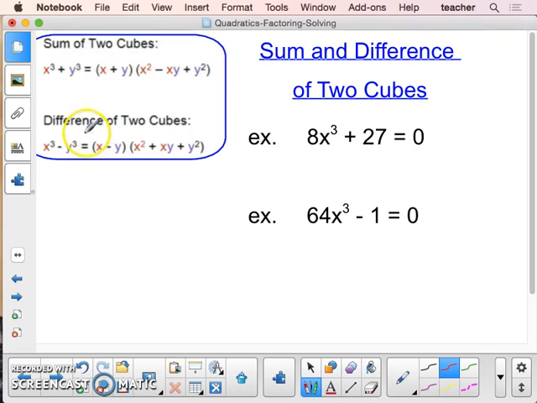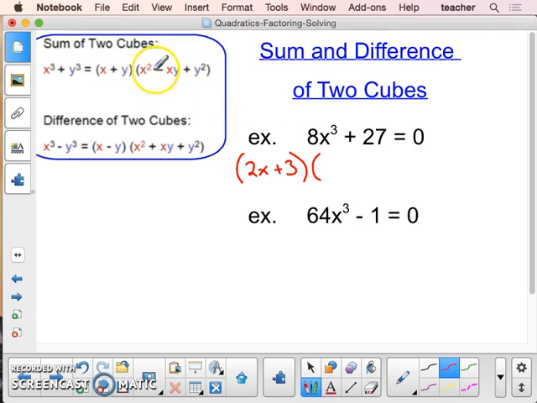Now I hate that these formulas use x and y because we have to be careful. I like a's and b's better so we can look at what a is and what b is. In the first case, your first set of parentheses is just the cubed root of each added together. So the cubed root of 8x to the third is 2x, and the cubed root of 27 is 3, and all we do is add those. So that gives us a good idea of what goes in the x position, the 2x in this case, and what goes in the y position, the 3 in this case.